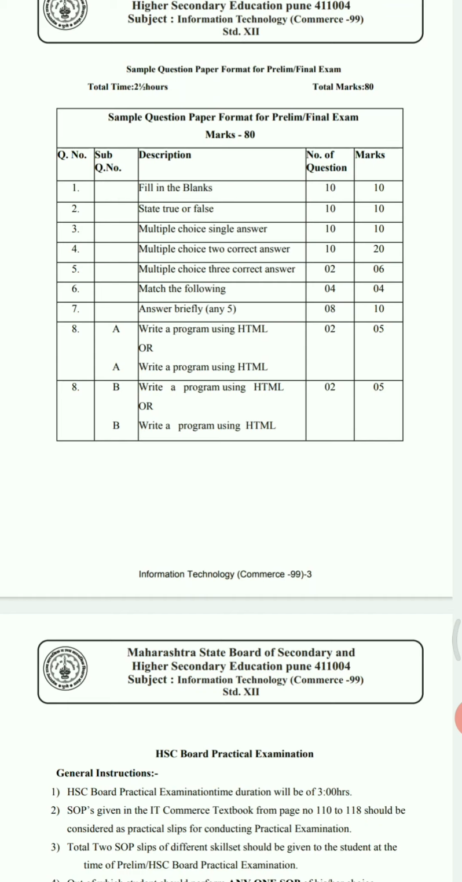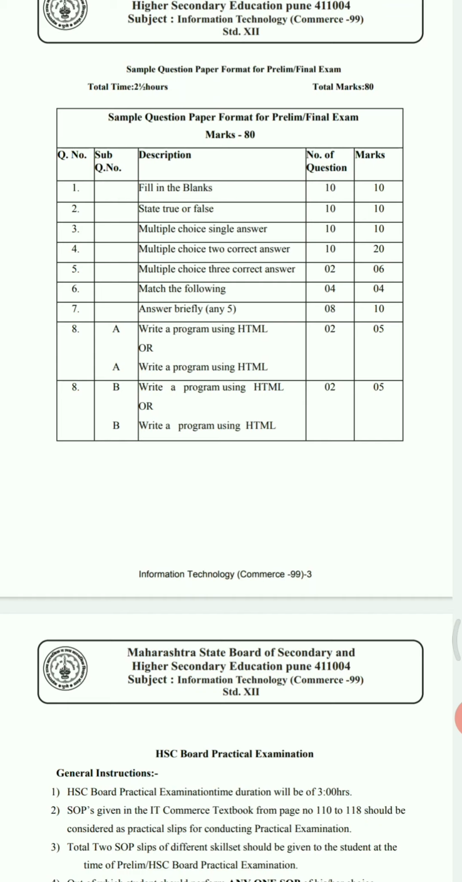Next is the final exam which will be conducted. That exam is of 80 marks and the time duration will be 2.5 hours. The paper pattern is the same as in your terminal exam, but instead of 5 marks you have 10 marks here. Filling the blanks are for 10 marks and there will be 10 questions. State true or false will be for 10 marks, 10 questions.